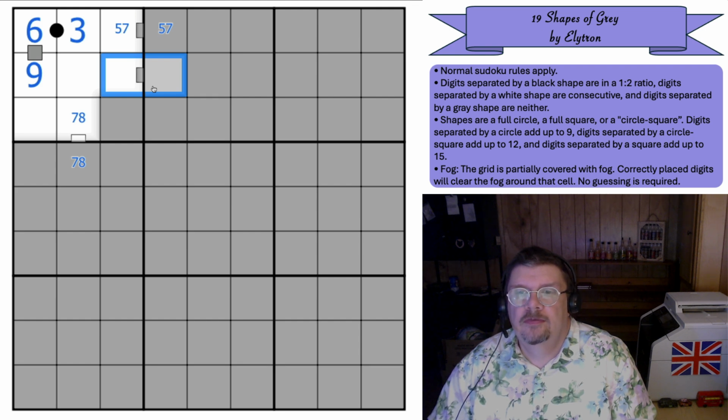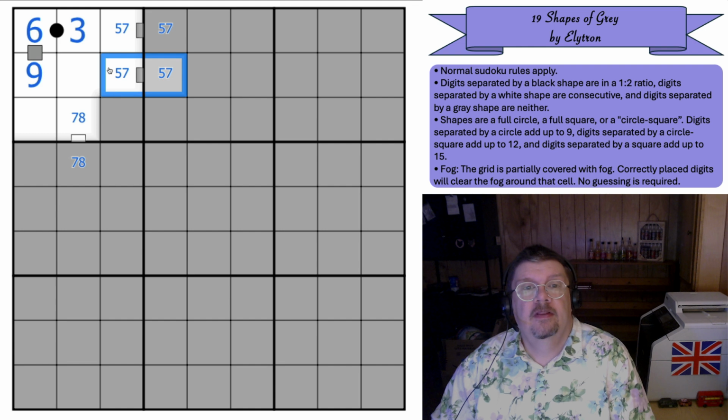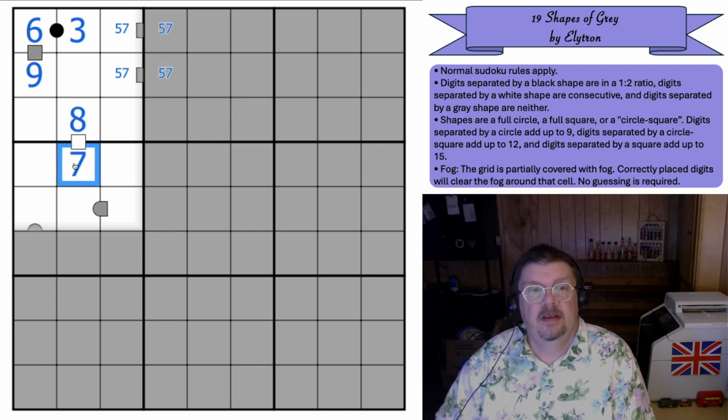This is a square circle or a square. If it's a square, it adds up to 15. Can't use a 9, would have to be 7-8. And if it's 7-8, they are consecutive, which I can't do on a grey digit. So they add up to 12. Can't be 9-3. Can't be 8-4 because that's one double the other. So again, that is also 5 or 7. That gives me a 5-7 pair in the box, which makes that an 8. This is 7.